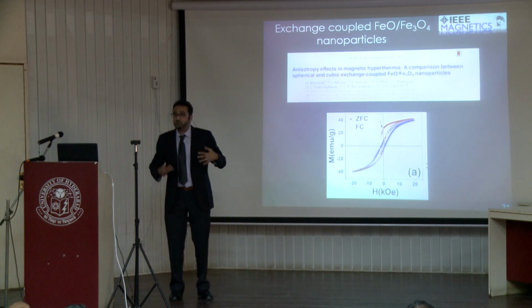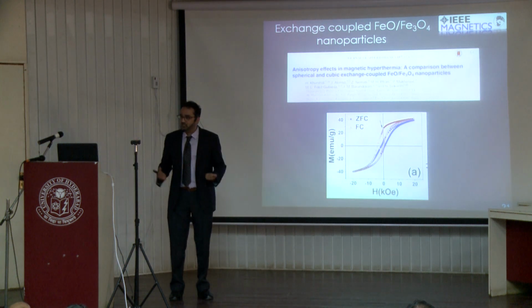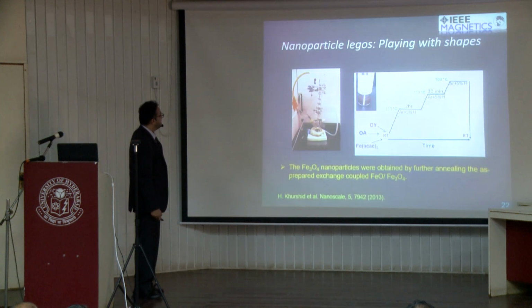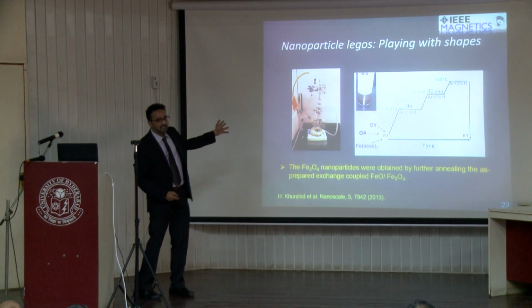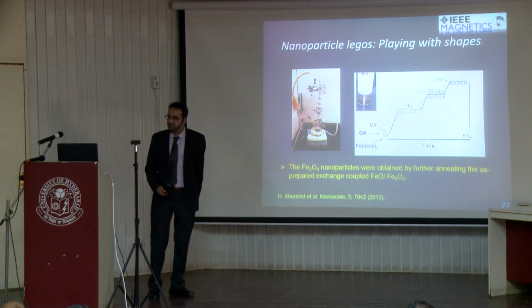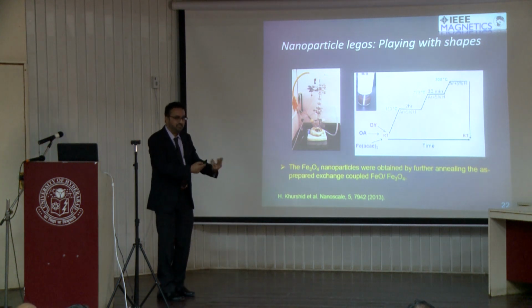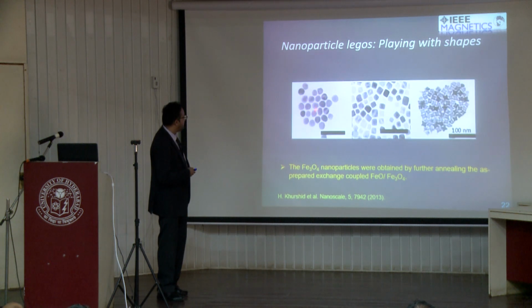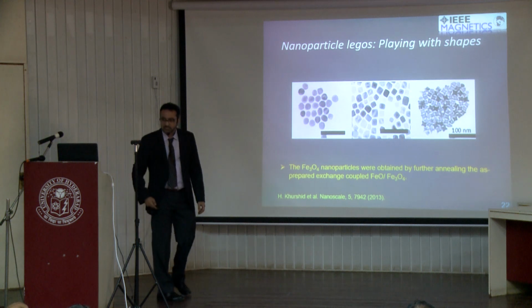Then on top of this, we wanted to play the game of changing the anisotropy. So using this core shell hybrid, it turns out that we can actually play what we call nanoparticle Legos. We can play with the shapes by changing the chemistry, the reaction time, as I said, and so forth. So we can make particles that are roughly spherical, cubic, and these are octopods.